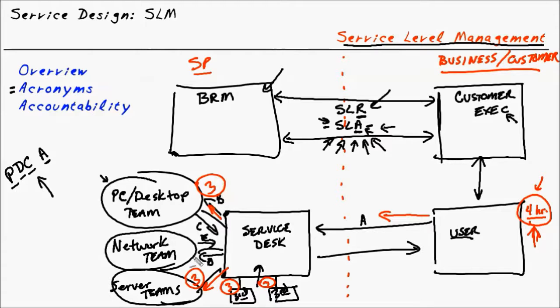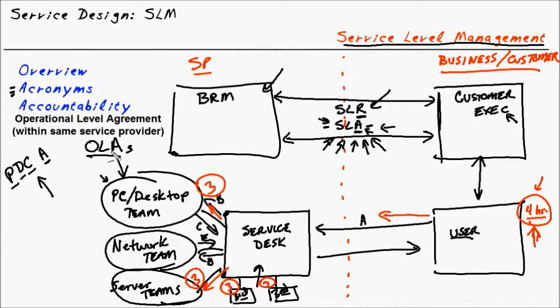So we want to have agreements between the various parts of our service provider environment. For example, between the desktop team and the service desk, between the network team and the service desk, between the server team and the service desk. And those agreements between different parts of our same service provider company are called OLAs. An OLA is an operational level agreement. The operational level agreement between two parts of our same company, but just like between departments, or between groups or between teams at the service provider.